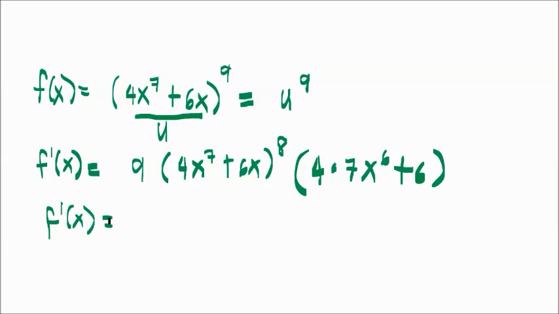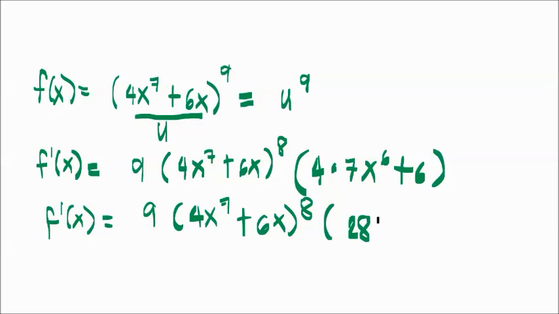So f prime of x is equal to 9 times (4x raised to 7 plus 6x) raised to 8. And then just simplify this one. So that would be 28x raised to 6 plus 6. Maybe you can have this as your final answer.